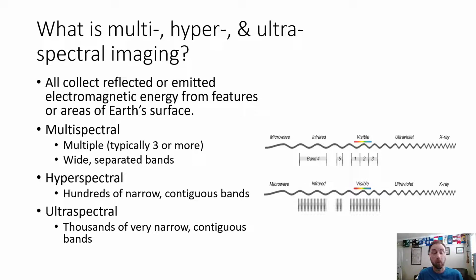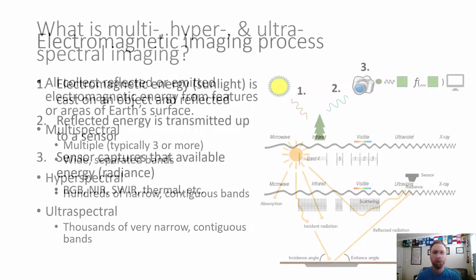And ultraspectral is increased by a factor of about 1,000 from multi. In that case, it's thousands of very narrow, very contiguous bands, and again, it's just an increased level of detail. And there aren't too many ultraspectral sensors out in space. Hyperion is one.